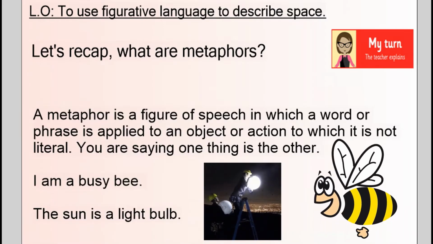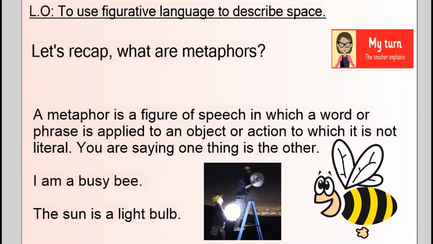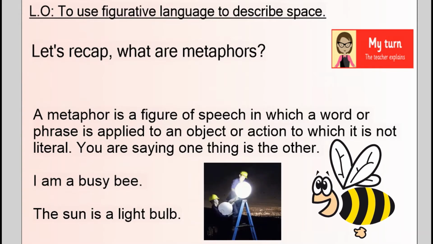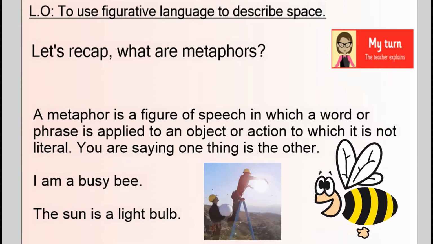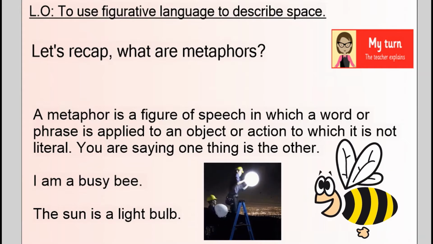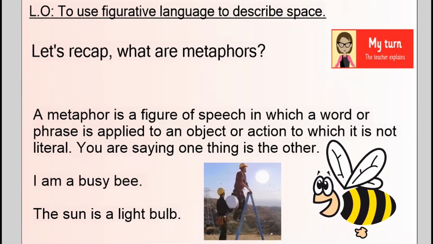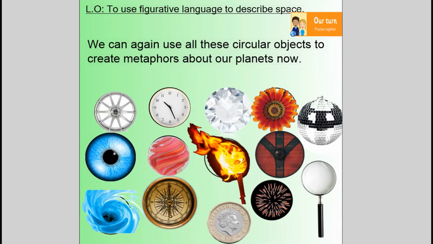So a metaphor is a figure of speech in which a word or phrase is applied to an object or action to which it is not literal. You are saying one thing is the other. I am a busy bee. The sun is a light bulb. The comparisons aren't literal. So let's think about how we could use these circular objects to create metaphors about our planets now. Pause the video here and have a think about that question for me.